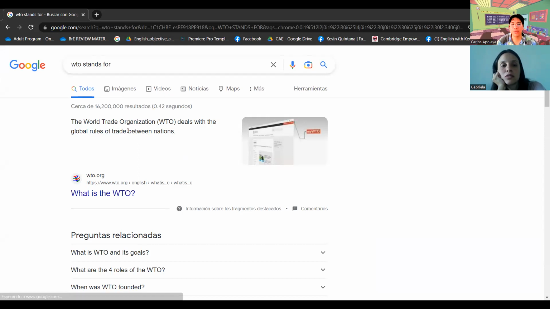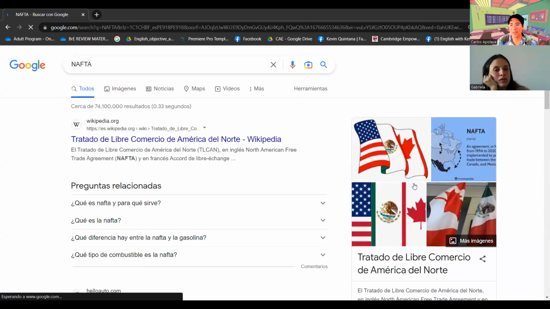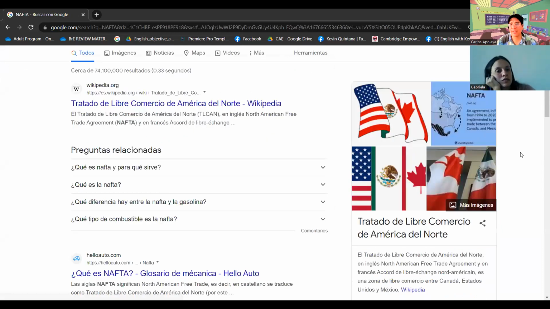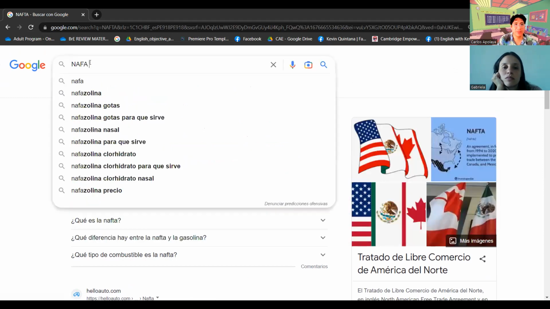Deals with the global rule of trade between nations. El WTO es la Organización Mundial del Comercio. Dice que lidia con las reglas globales de transacciones o comercios entre naciones. Así como la ONU, Organización de las Naciones Unidas, igualito. Luego tenemos el NAFTA, que vendría a ser el Tratado de Libre Comercio de América del Norte. Y ya sabemos quién está en América del Norte. Estados Unidos, Canadá y México.